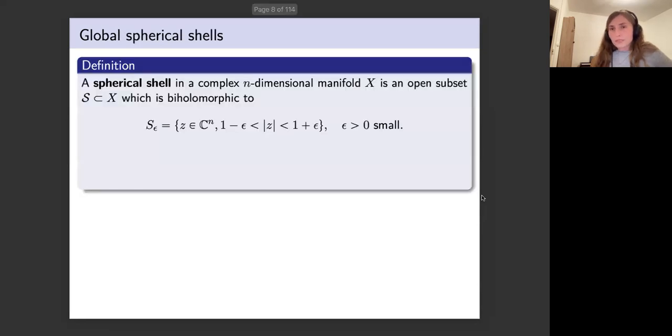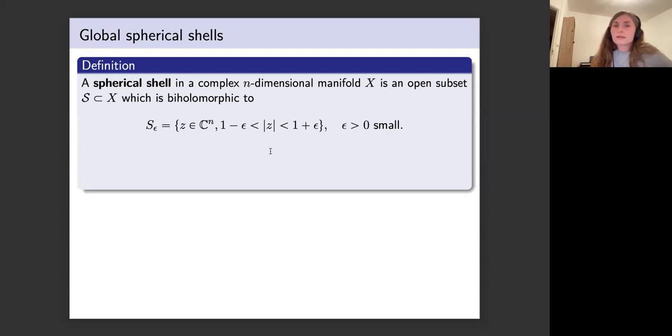So this is the general construction. First of all, I should say what a spherical shell is. You have a complex n-dimensional manifold. You think about the standard sphere in Cn and a standard neighborhood of the sphere in Cn, given by S epsilon. Then you say that a spherical shell in the complex manifold is an open set which is biholomorphic to this neighborhood of the sphere. In other words, it's a sphere embedded together with a small holomorphic neighborhood.